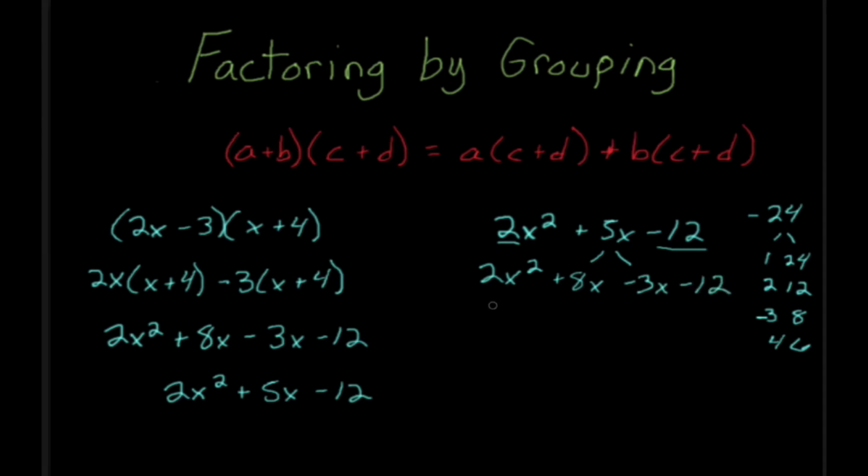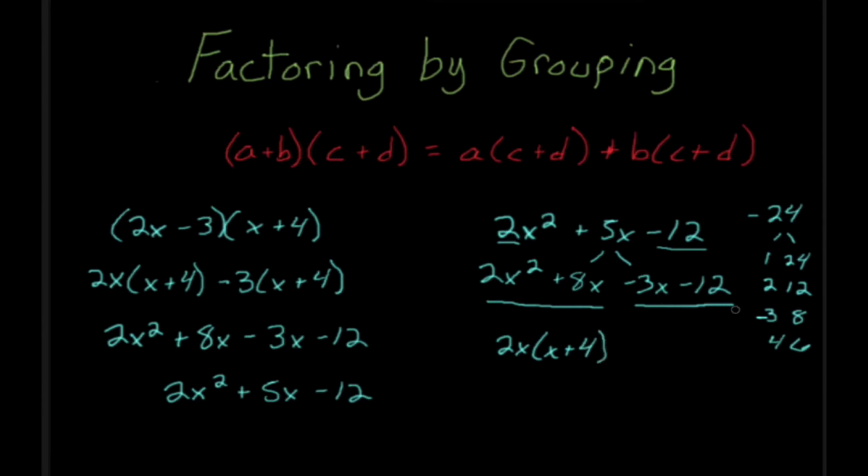And now what I can do is factor by grouping my terms together. So I'm going to take the first two terms, this 2x squared and this 8x, and these second two terms, this negative 3x and negative 12, and I'm going to factor it just like I would any other expression. So 2 and 8 share a factor of 2, x squared and x share a factor of x, so I'm going to factor out a 2x, leaving me with x plus 4.